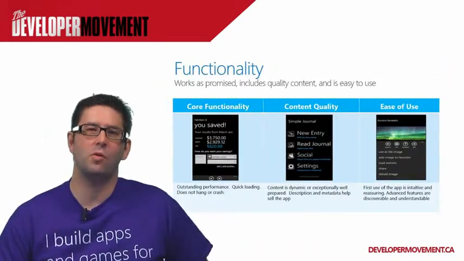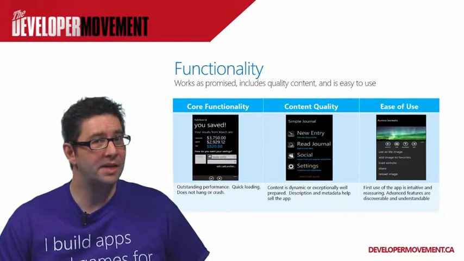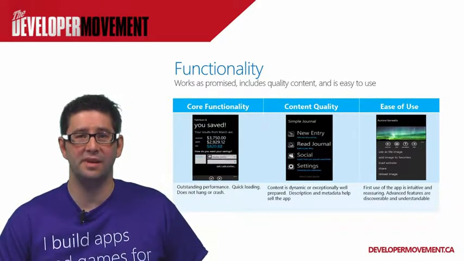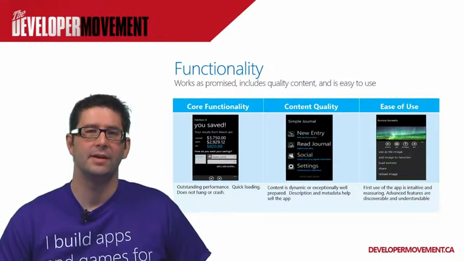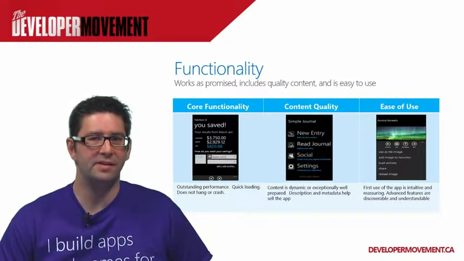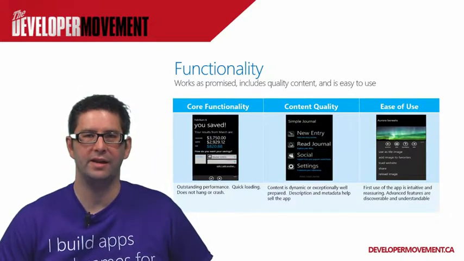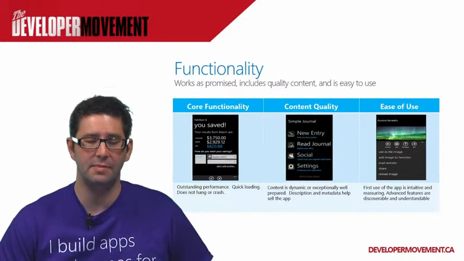The first part is core functionality. The application does what it says it does. It doesn't crash. It's performant. All those types of things, right? Table stakes. If it doesn't do any of this stuff, you're out. You're not going to get spotlighted. I guarantee you that. So just keep that in mind.